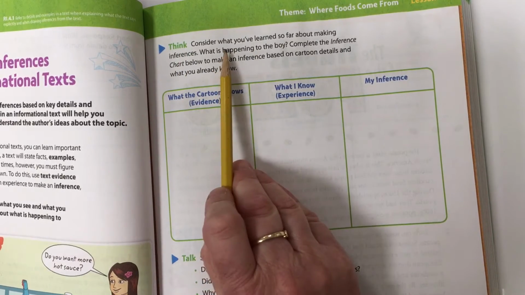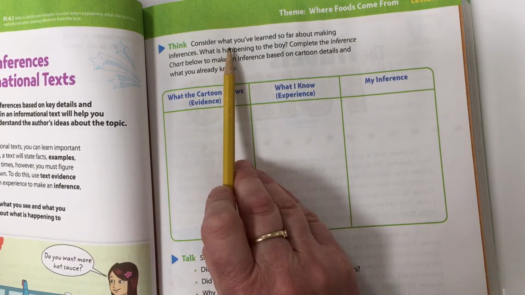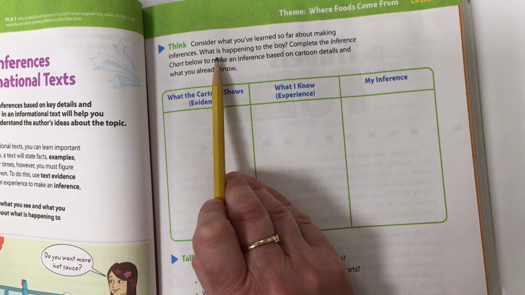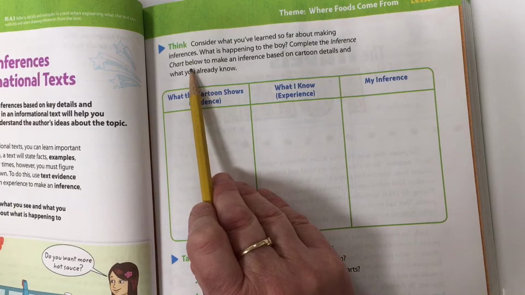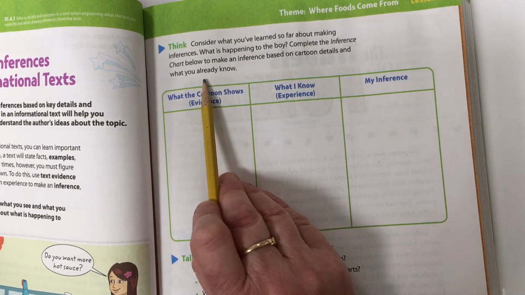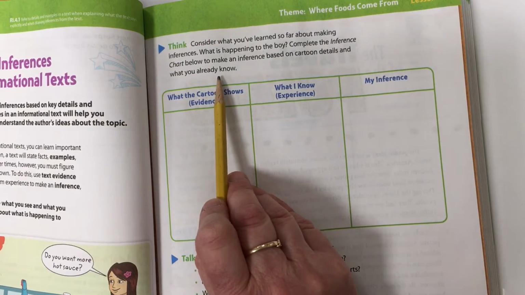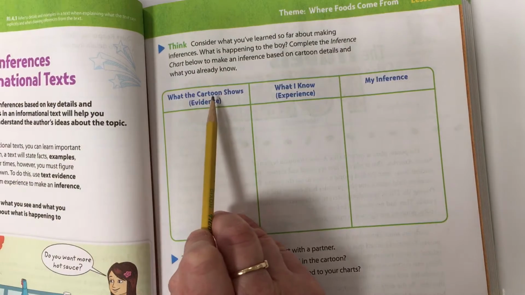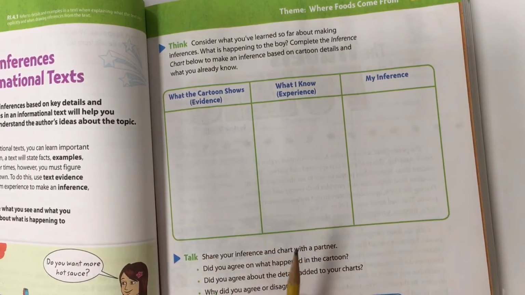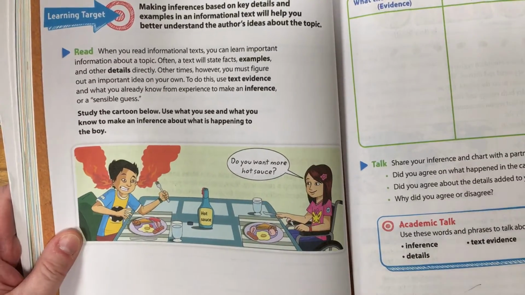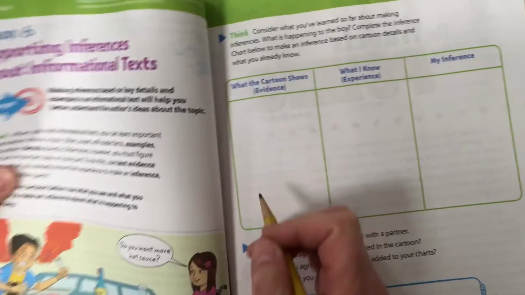Think. Consider what you've learned so far about making inferences. What is happening to the boy? Complete the inference chart below to make an inference based on cartoon details and what you already know. So, let's look at the evidence, what the cartoon shows. Well, I don't know about you, but right away, I noticed that there was smoke and fire coming out of the boy's ears. So let's write that down.